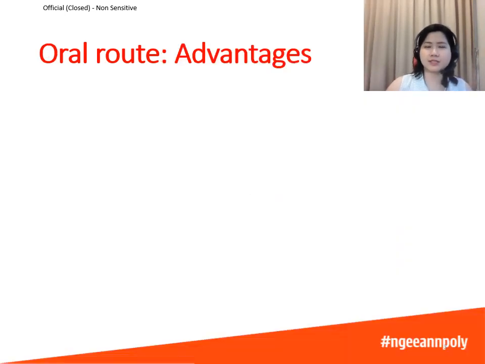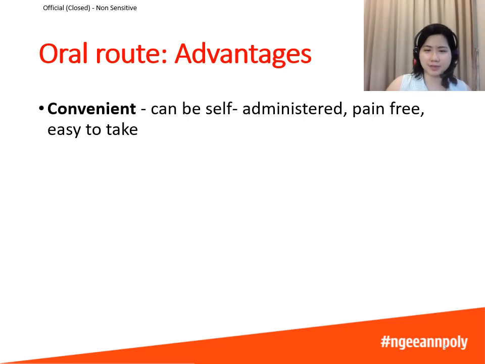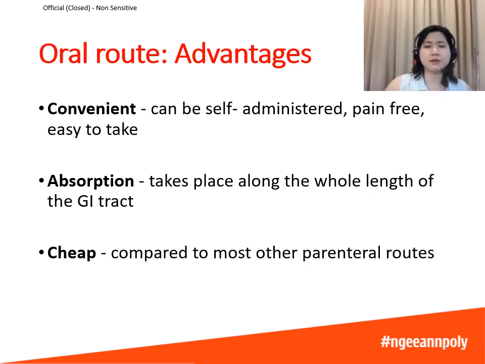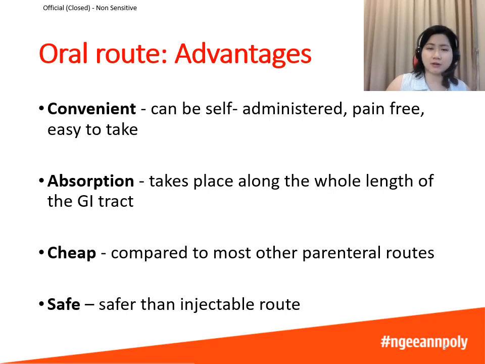The oral route is the most commonly used route of administration due to its many advantages. It is convenient because it is easy to self-administer medications and it is painless. Medications are usually well absorbed because the gastrointestinal tract provides a large surface area for absorption. Oral medications are also cheap compared to most other parenteral routes, and the oral route is safer compared to injections.